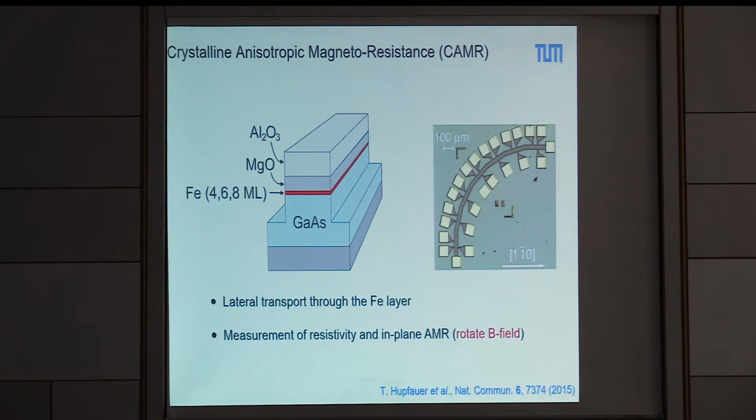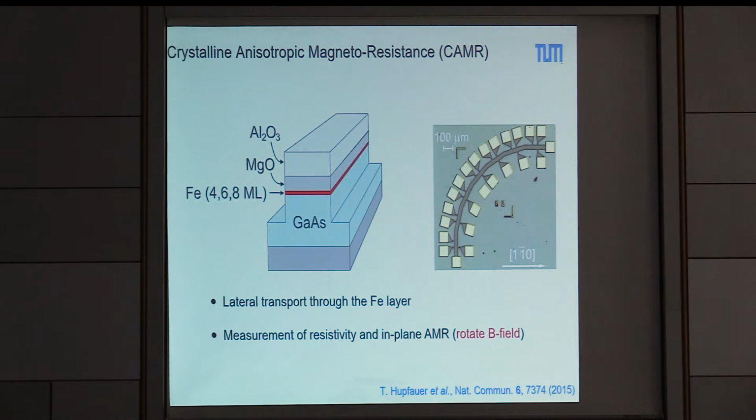So we take again a gallium arsenide bulk crystal. We deposit iron in situ, so we move the sample without breaking vacuum into an adjacent metal MBE, and we put these iron layers on top of monolayer thickness. Four monolayers of iron are just ferromagnetic at room temperature. And then we cap it with MgO and aluminum oxide. And then we produce these Hall bars here.